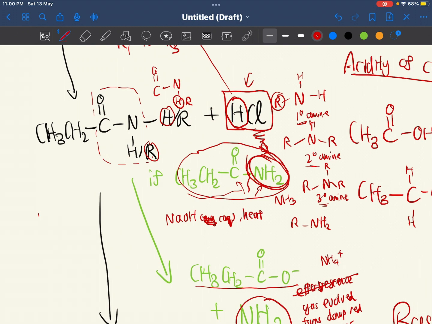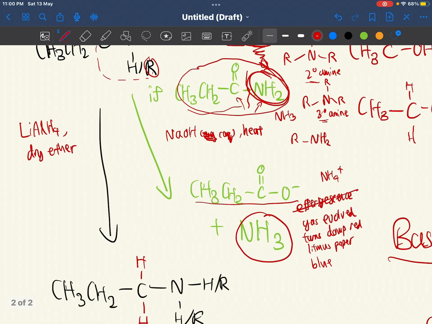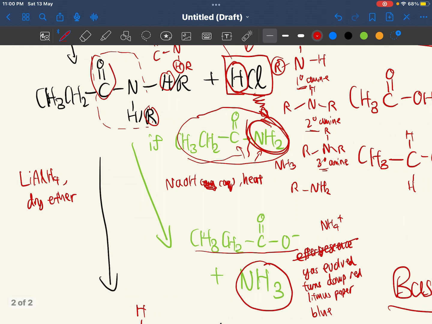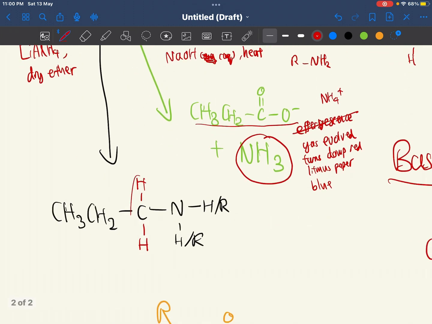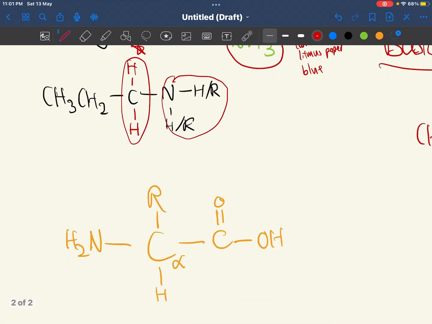Okay, so the last part of our reaction for amide is our reduction reaction. We use lithium aluminum hydride in dry ether. What it will do is reduce my C=O bond to CH. Now I don't care about what N is bonded to over here, it does nothing to that. It only does something to the C=O double bond.